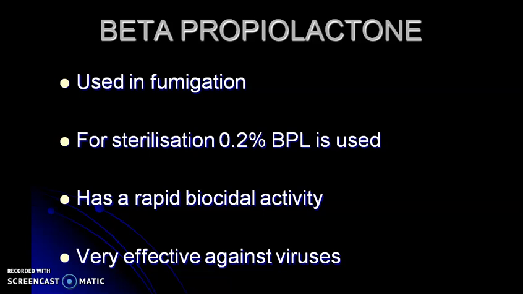The next sterilizing gas is beta-propiolactone or BPL. It is also occasionally employed as a sterilizing gas. In liquid form, it is used to sterilize vaccines and serum. It's also used in fumigation and has a rapid biocidal activity. It's very effective against viruses, and it also destroys microorganisms more rapidly than ethylene oxide. But one of its disadvantages is that it does not penetrate materials well and it can be carcinogenic.